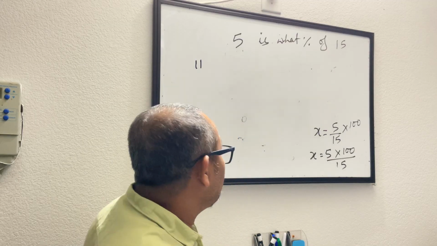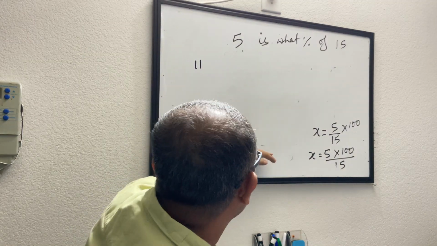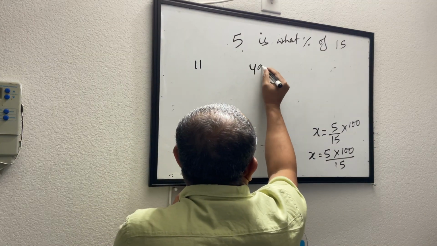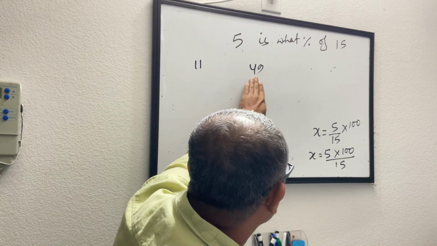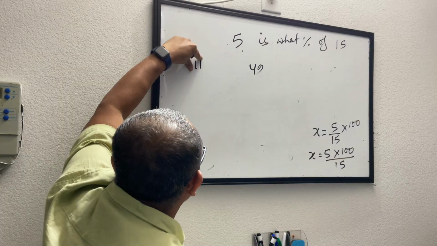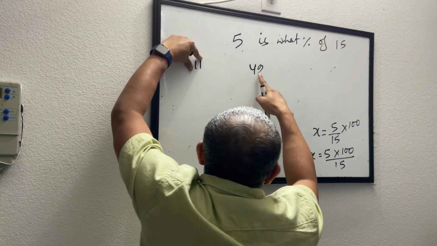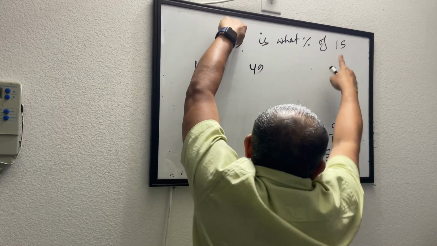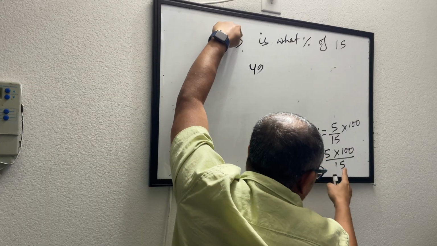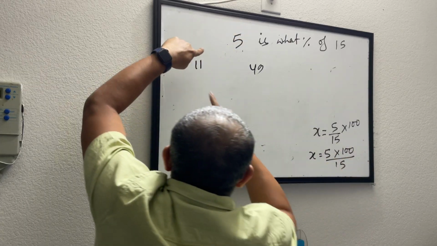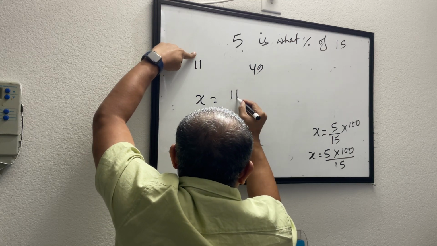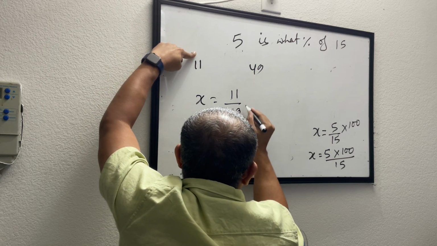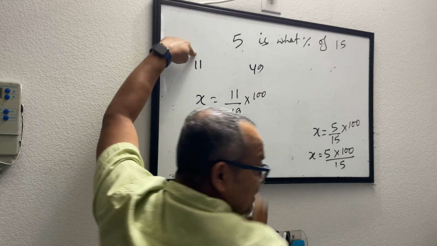Okay. So Manas is 11 years old and the teacher is 49 years old. Manas's age is what percentage of teacher's age? This is the number, and this number is what percentage of this number? See, 5 is what percent of 15? We put 5 above, 15 below, and then 100. 11 is what percentage of 49? So I'll keep 11 above, 49 below, into 100.